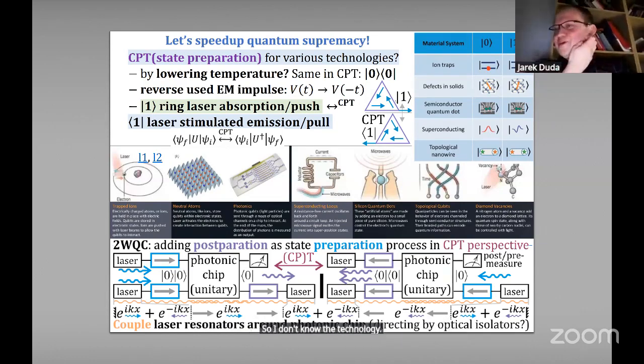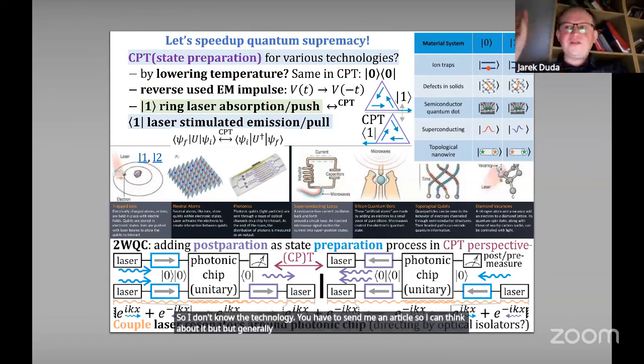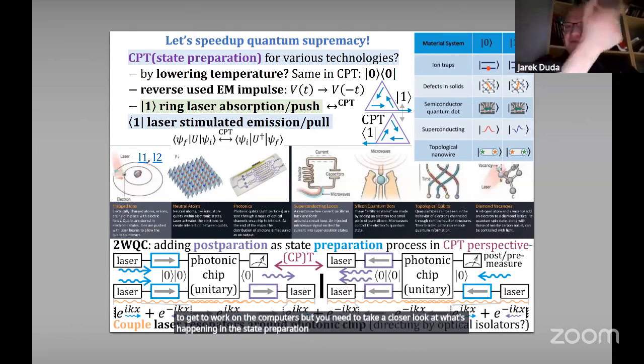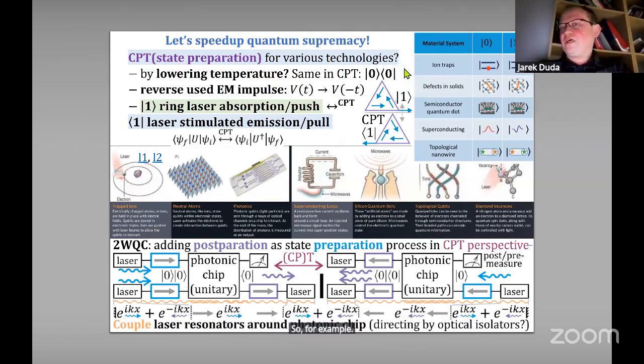You'd have to send me an article so I could think about it. But generally, every technology might need some different tricks to get two-way quantum computers. You need to take a closer look at what's happening in the state preparation and try to make a reverse process. For example, if state preparation is low temperature, then reverse is the same. If state preparation is impulse, then just reverse the shape of this impulse.